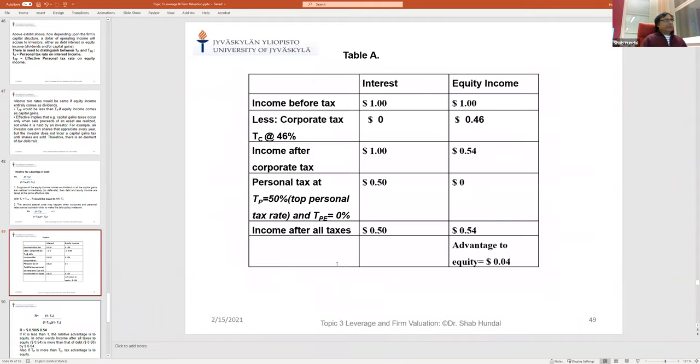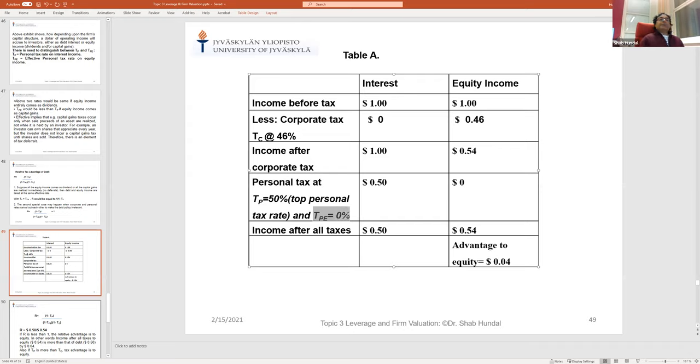Maybe we can straight away go to the example. Imagine that there's $1 going to the interest to the bondholder and $1 going to the equity holder. Just assume that the corporate tax rate is 46% and the personal income tax on debt income is 50%, and the equity income is tax exempted.